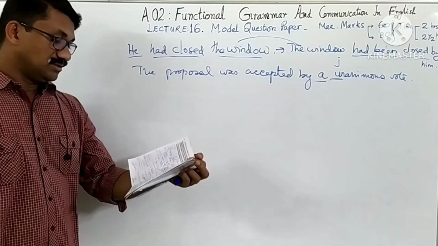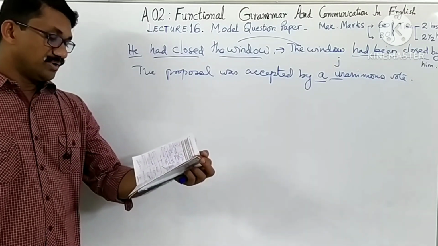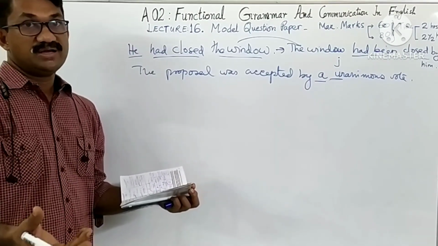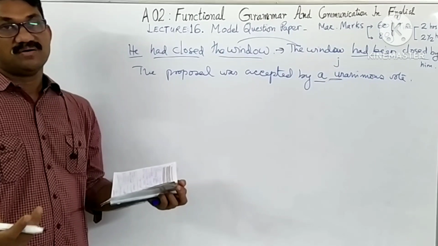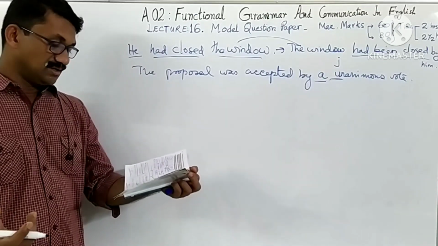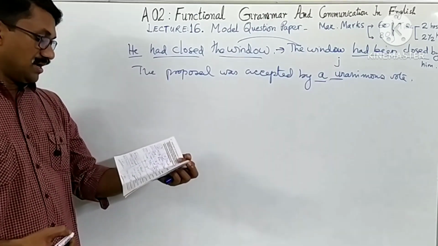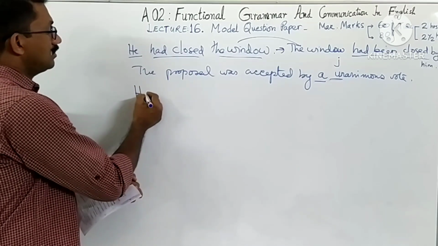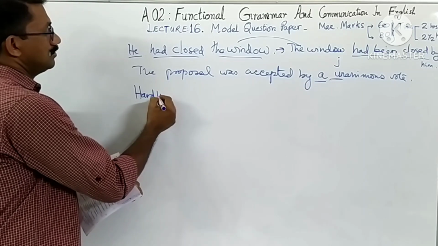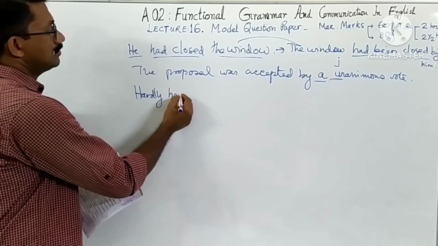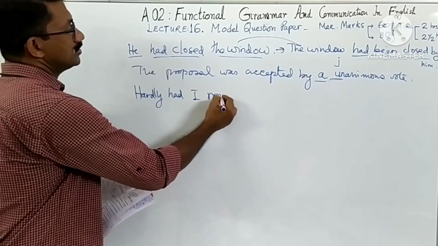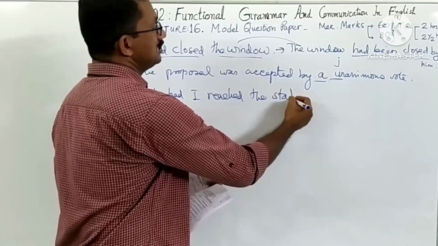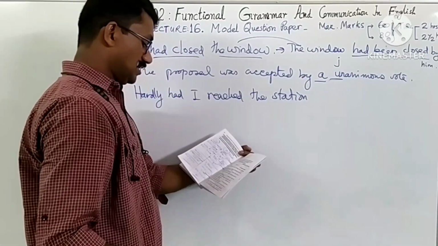Alright, next question. Use the appropriate connective. You have subordinating connectives, then you have coordinating conjunction, subordinating conjunction. Okay, so hardly had I reached the station. Hardly had I reached the station.